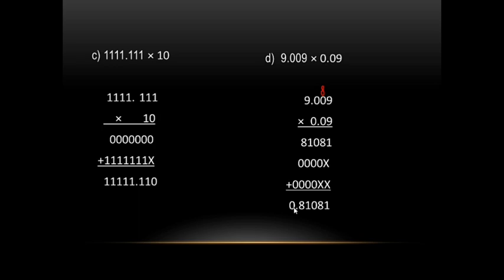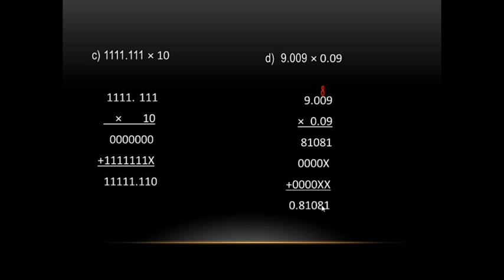Now how to place the decimal here? The decimal is given before one digit, after one digit and before three digits, and again the number with which we have multiplied, there also the decimal is given before two digits. So total how many digits are there after the decimal? 1, 2, 3, and this is 4 and 5. So the total number of digits is 5, and before 5 digits the decimal is given.